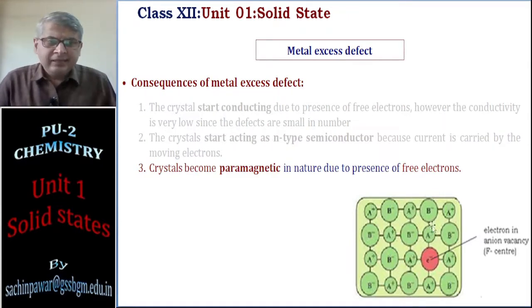Consequence number 3 is, there are free electrons, and these electrons are unpaired. At this F center, we have unpaired electrons. You have learnt in PUC first year chemical bonding that if you have unpaired electrons, because of their spin motion, they will have magnetic character and become paramagnetic. Details about this also we shall see in the last part of the topic. So these are the consequences of metal excess defect.